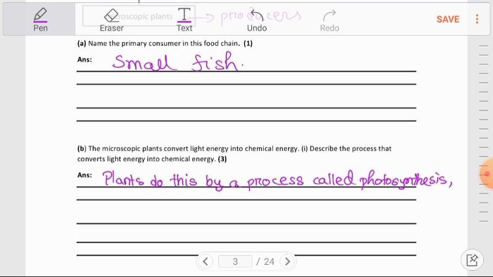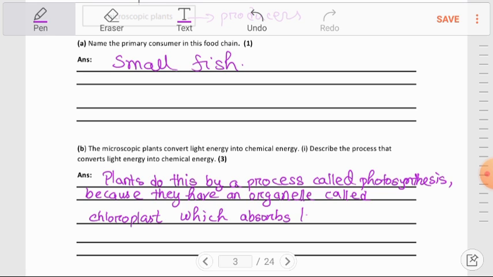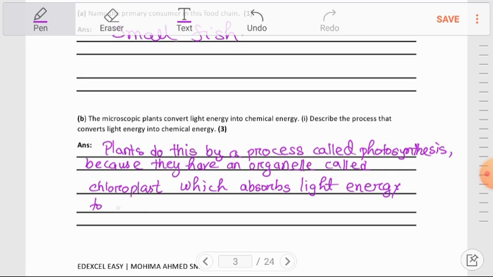Photosynthesis, because they have an organelle named chloroplasts which can absorb light energy to produce starch, right? So because they have an organelle called chloroplast, which absorbs light energy to produce starch. With this, our question 2b ends.